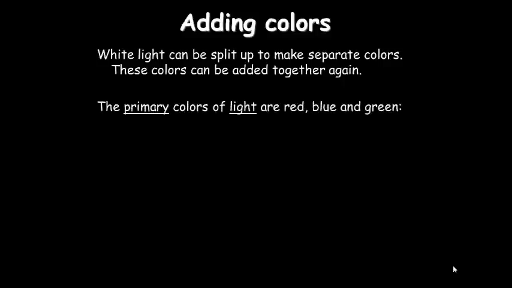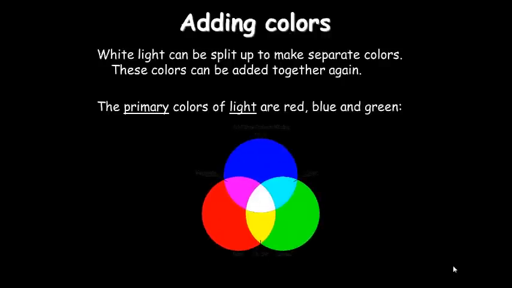The primary colors of light are red, blue, and green. All it takes is those 3 primary colors to make any other color that's possible. Here's our color wheel for the additive mixing of light. Again, red, blue, and green are our primary colors.